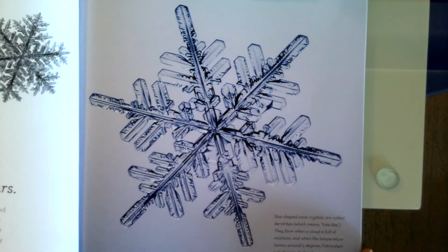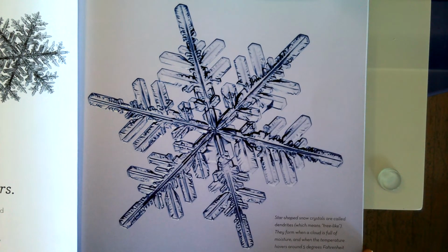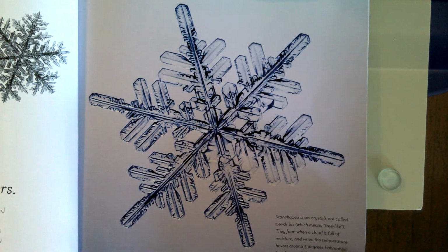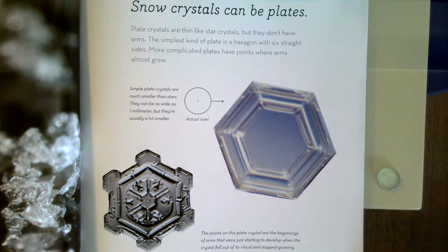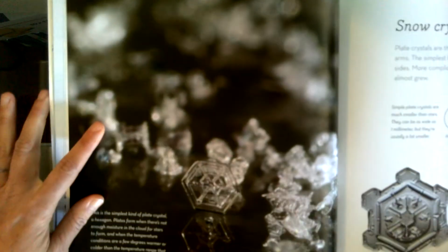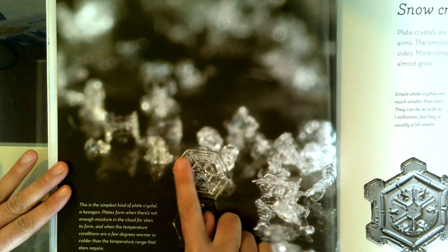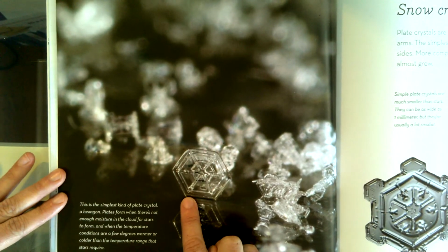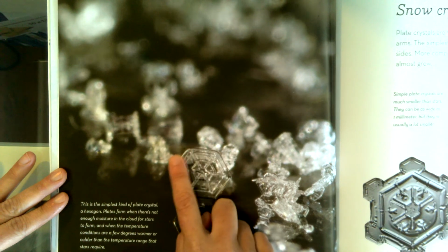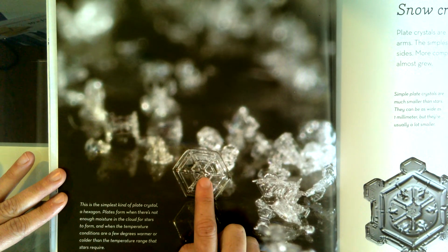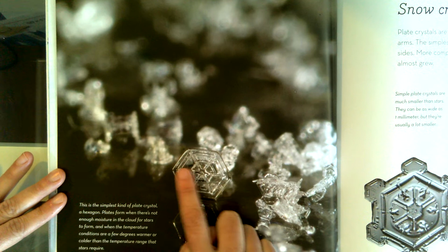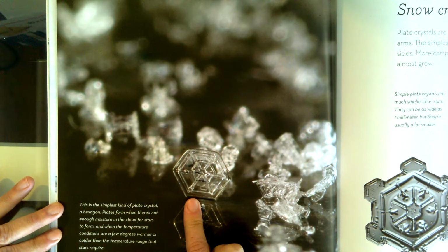That's so cool. They form when a cloud is full of moisture and when the temperature hovers around 5 degrees Fahrenheit. Oh my goodness, that is really cold. 5 degrees. My goodness. Oh, wow. This one looks like a hexagon, doesn't it? Oh, it also has six sides. One, two, three, four, five, six. Oh, and it has branches in the middle. One, two, three, four, five, six. Here's that number six again.